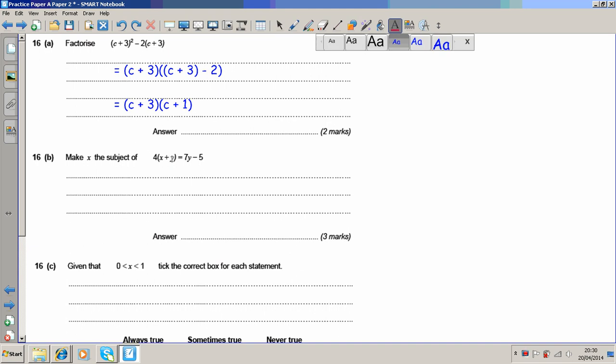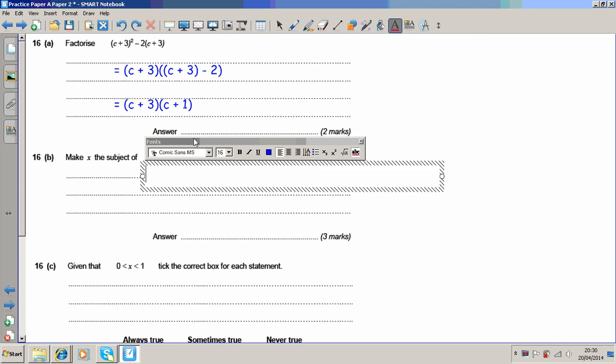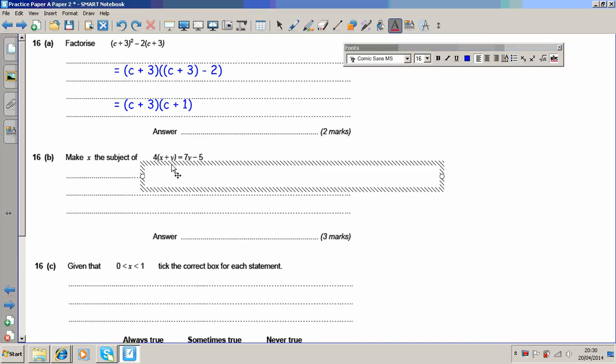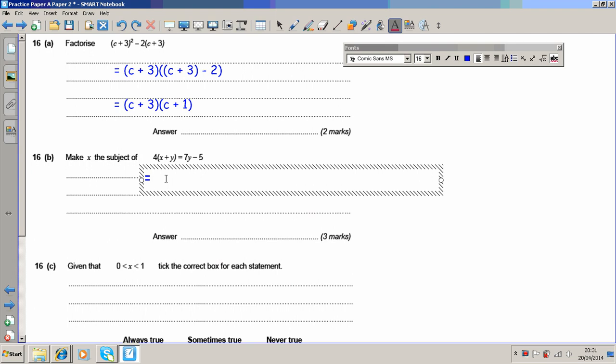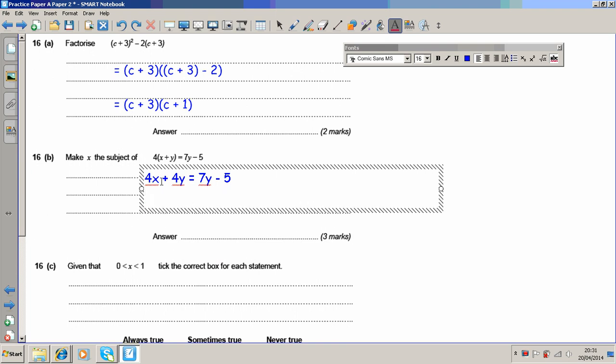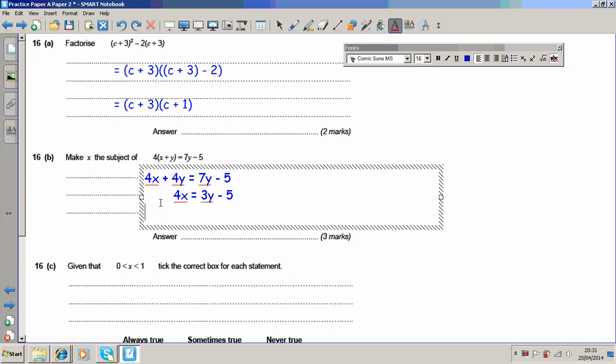Make x the subject of this here. So to make it the subject of means to make x equal to. First job is to expand that bracket, 4x plus 4y, and that is equal to 7y minus 5. Now I need x on its own, so I'm going to take the 4y off of this side. So it's going to give me 4x equal to, and if I take 4y off this side, I'm going to get 3y minus 5.